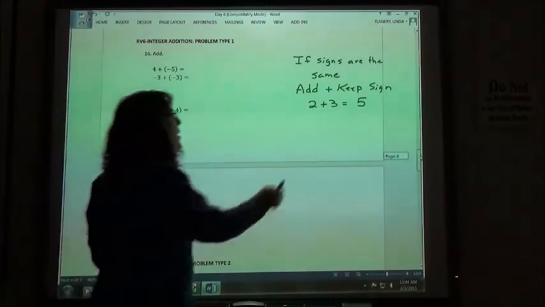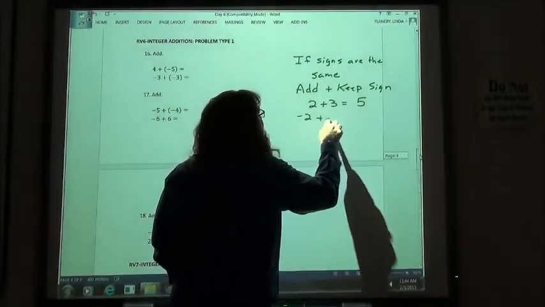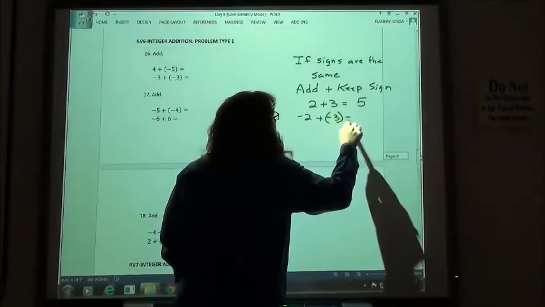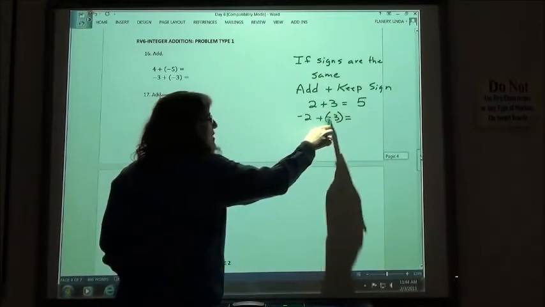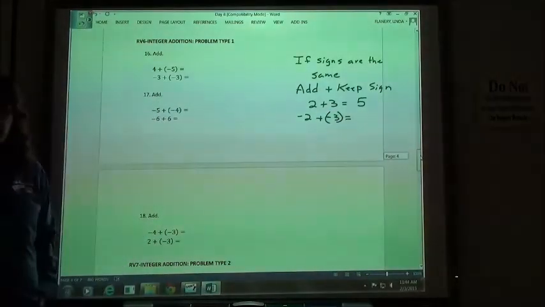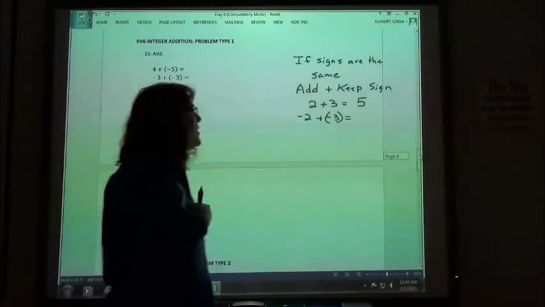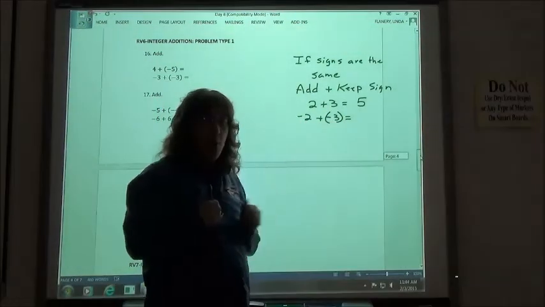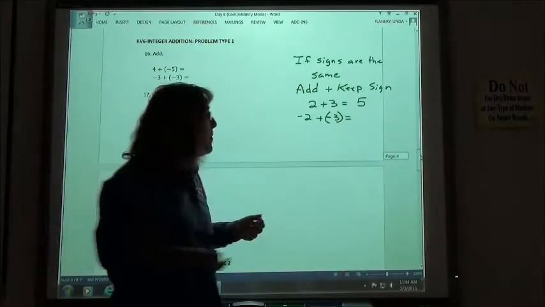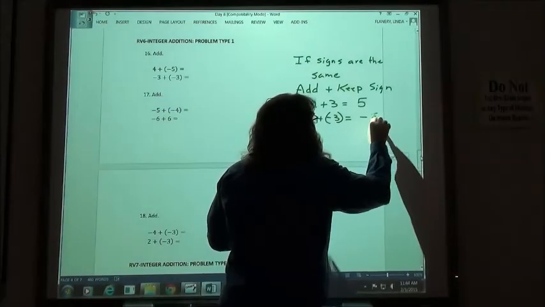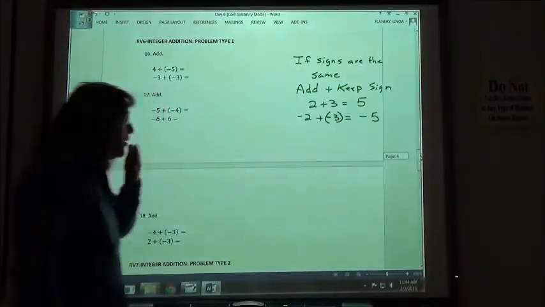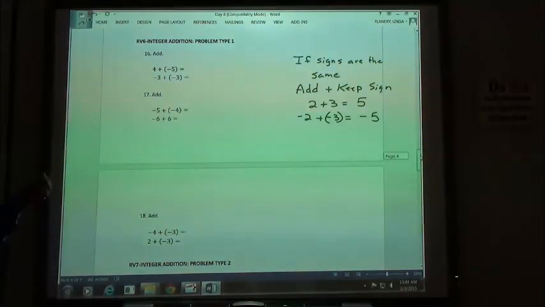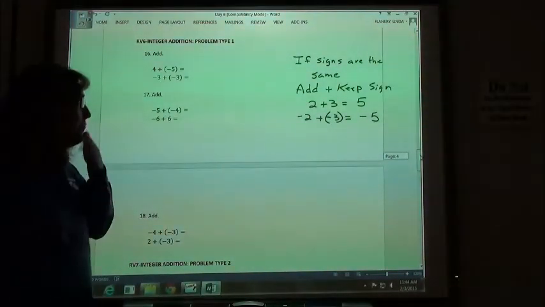If we do a negative 2 plus a negative 3, they're going to put that in parentheses just to separate those signs. I like to think of these in terms of money. If I owe $2 and I owe $3 more, I don't end up with positive money. I still owe money. I add the values, the 2 plus the 3, and then I keep the sign. Negative 5 would be my answer.